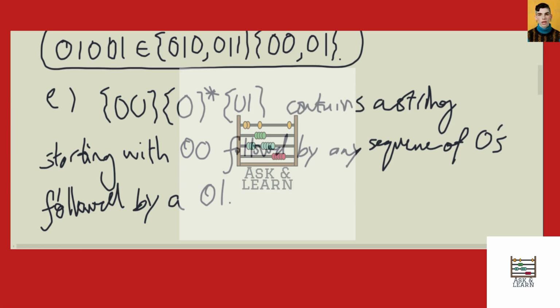and so it follows that the set contains a string starting with 2 zeros, followed by any sequence of zeros, and ending with 01. This means that the set does not contain the bit string 00101, because 00101 contains multiple ones, and a string in the set can contain only one 1.